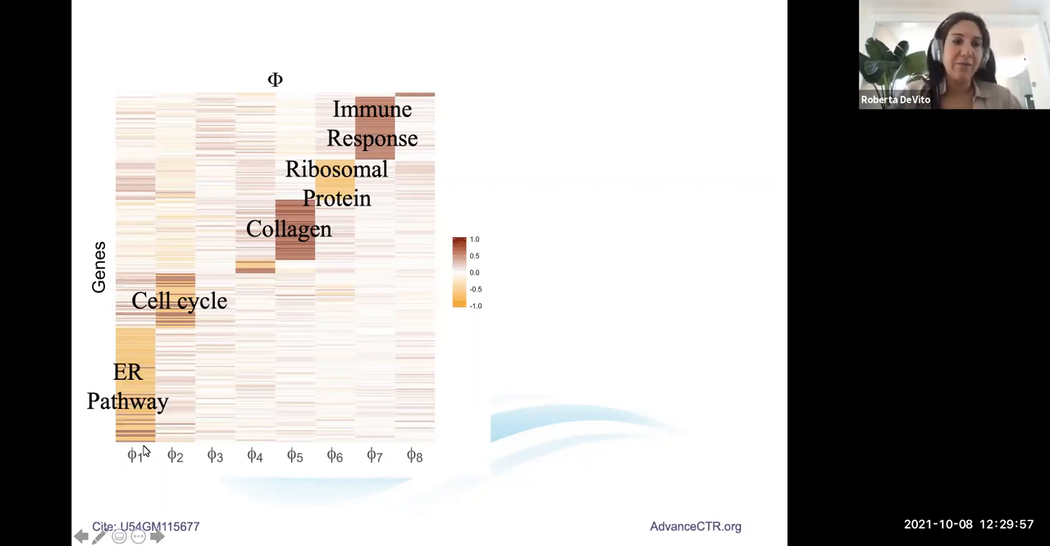What I found is that the first common factor is significantly enriched in this pathway that is really important for tumor and breast tumor progression. The second common factor is significantly enriched in the cell cycle. And as you may know, the cell cycle plays a very crucial role in the progression of cancer. Then I have the fifth common factor that is related to collagen, then I have ribosomal protein, and finally I have the immune response. And this is just our matrix of the common factor loadings.